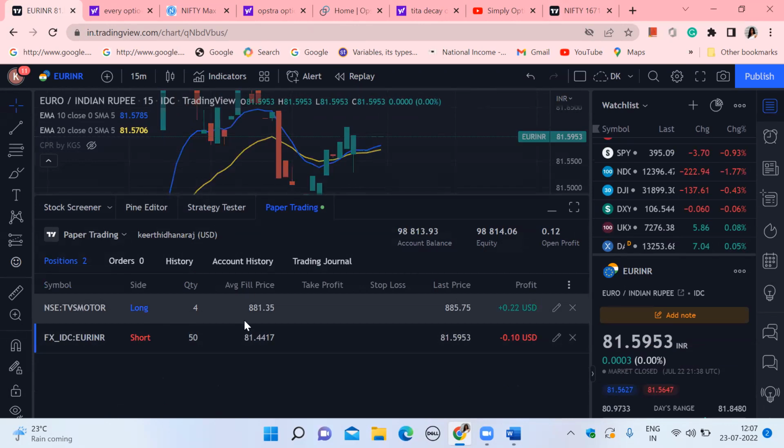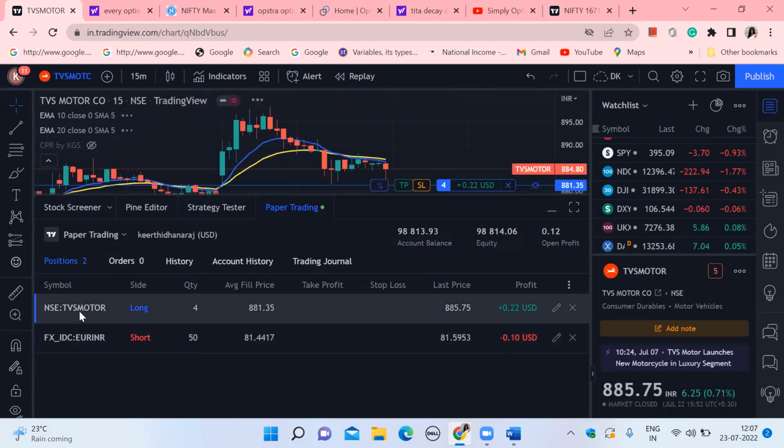I've taken a long for this TVS. I placed this order on the 21st. I was able to see that this stock is undervalued with the same criteria. I haven't tried any other new criteria for now. It is undervalued, and I could see that the 20 EMA was over the 5 EMA, and when it comes to MACD, the red line was over.